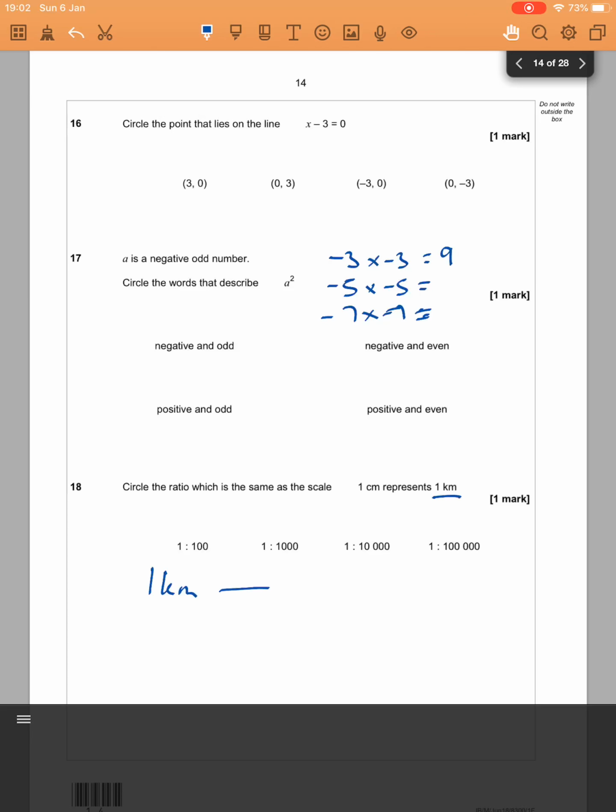I would suggest first of all you turn that into metres. So 1 kilometre is how many metres? And then when you've got it in metres, figure out how many centimetres you've got. So I'll tell you, 1 kilometre is 1,000 metres. Now if you've got 1,000 metres, figure out how many centimetres that is. And then you've got your ratio between kilometres and centimetres.